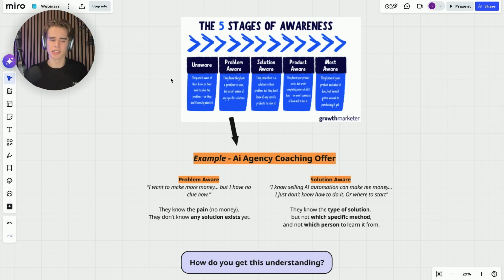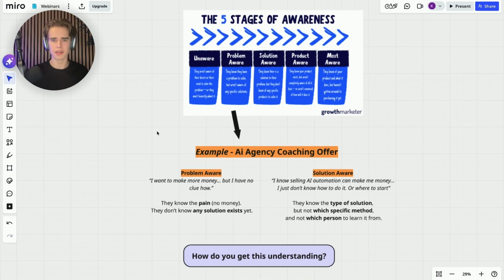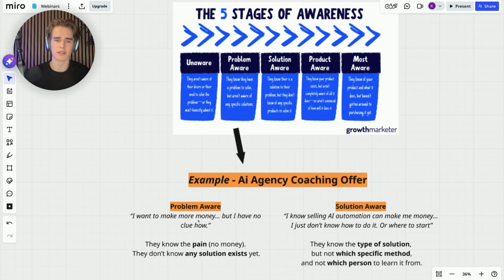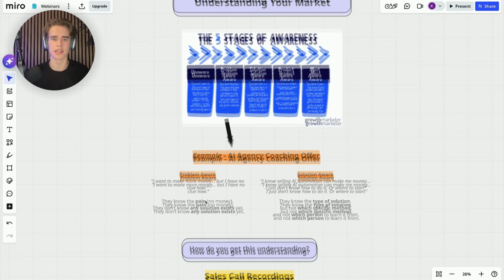And this is the most common case for these bigger, more saturated markets like high ticket sales, growth operating, trading, ecom, whatever. These are the biggest markets in the space. And problem aware, these are more niche markets, maybe manifestation, all of these more wellness market niche type offers fit into that bucket. But how do you actually get the understanding of your market?